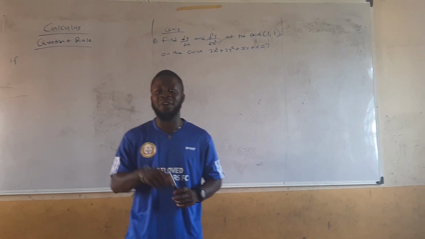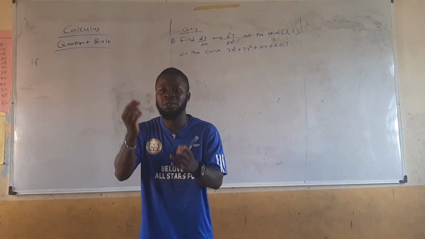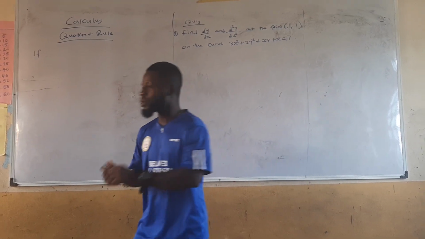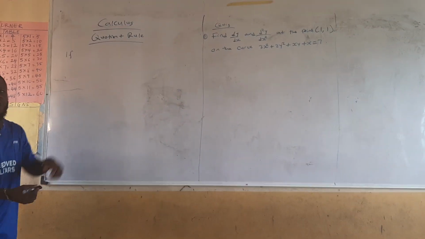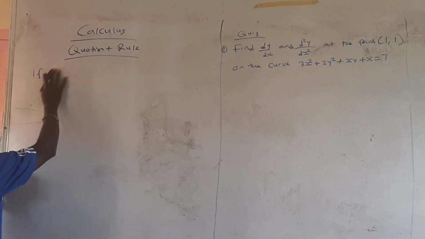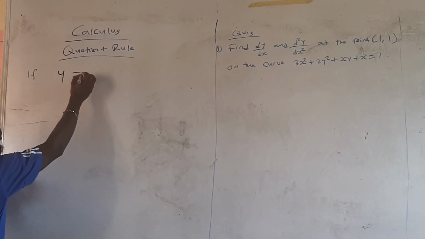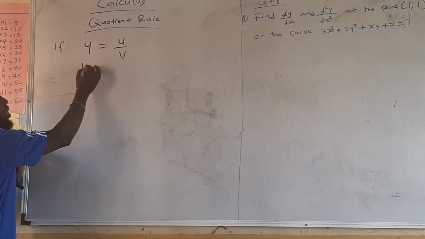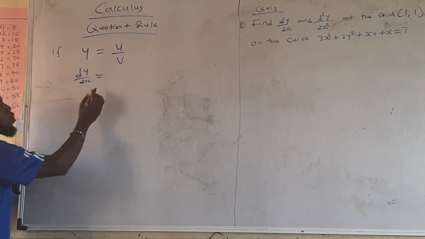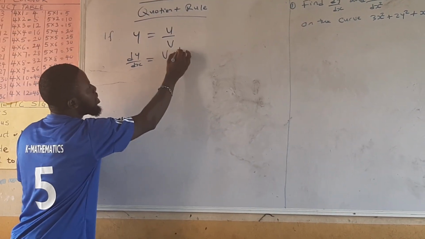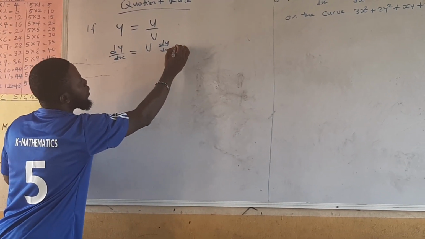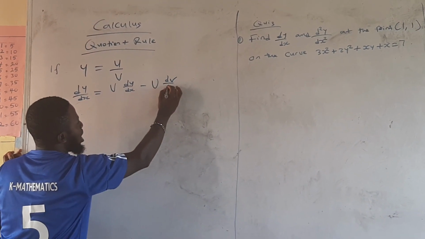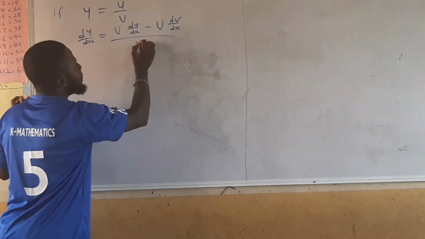But before I start solving, I want to take us quickly through some topics on calculus before solving their quiz. So the first one is what I call the quotient rule. That's when you have your y in the form u over v. And what we say is that dy/dx will be equal to v du/dx minus u dv/dx, all over v squared.